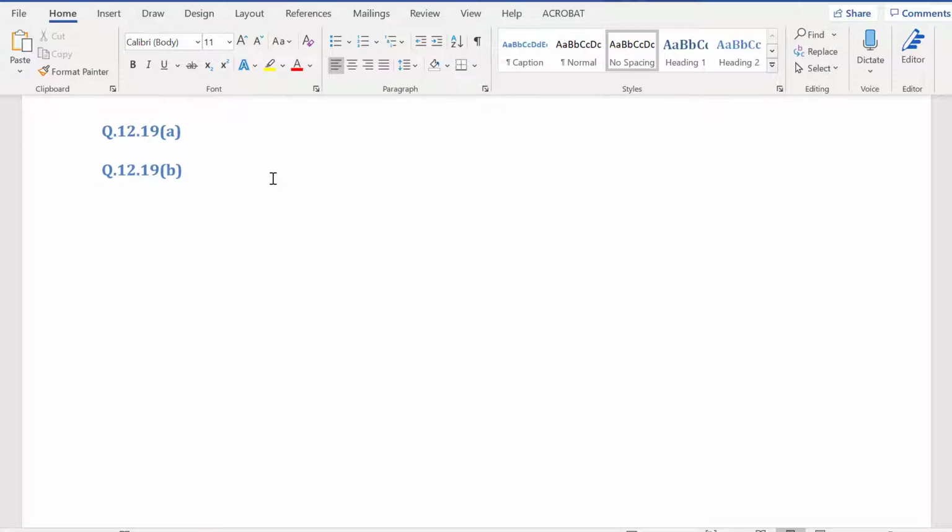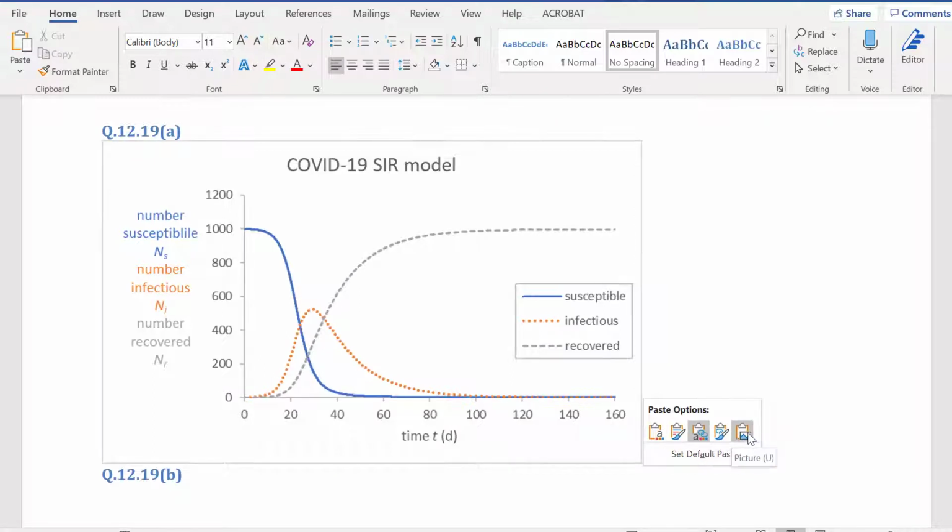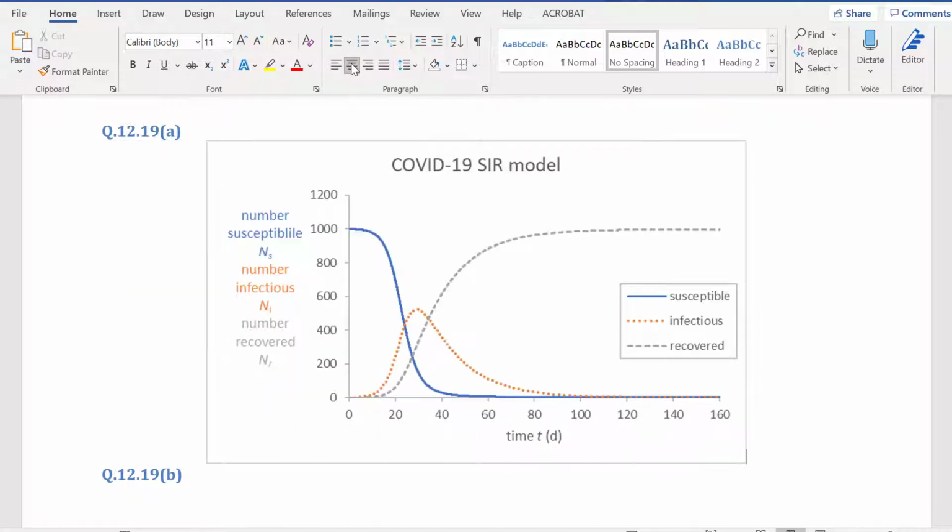Hit Command V, or Control V on my PC, and that pastes the graph in, but there's something important that you need to do before you're done, which is click here on the paste options, and if you click on the down arrow you get a bunch of choices, and we don't actually want this middle option. What we actually want is this one over here on the right, which says picture. So we want to paste as picture. And then what I usually like to do is to click on center, because I think it makes it look better on the page. Okay, so let's get back to Excel.